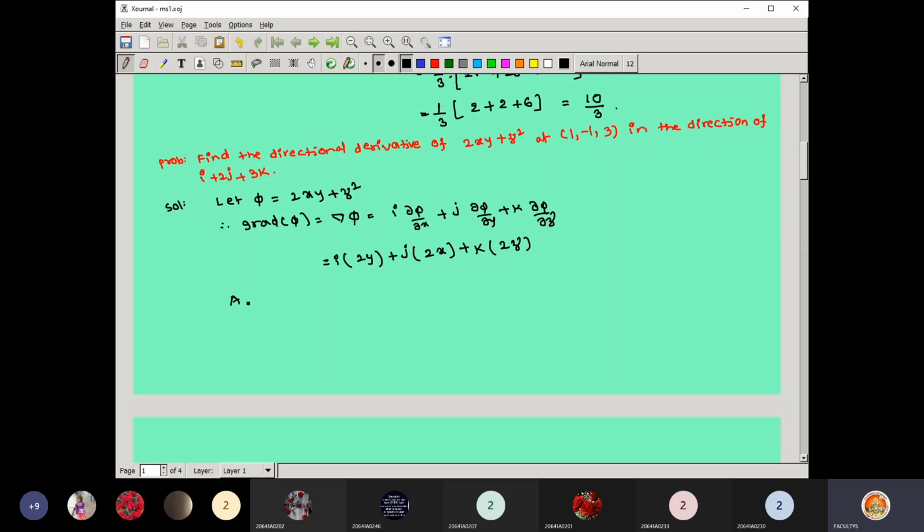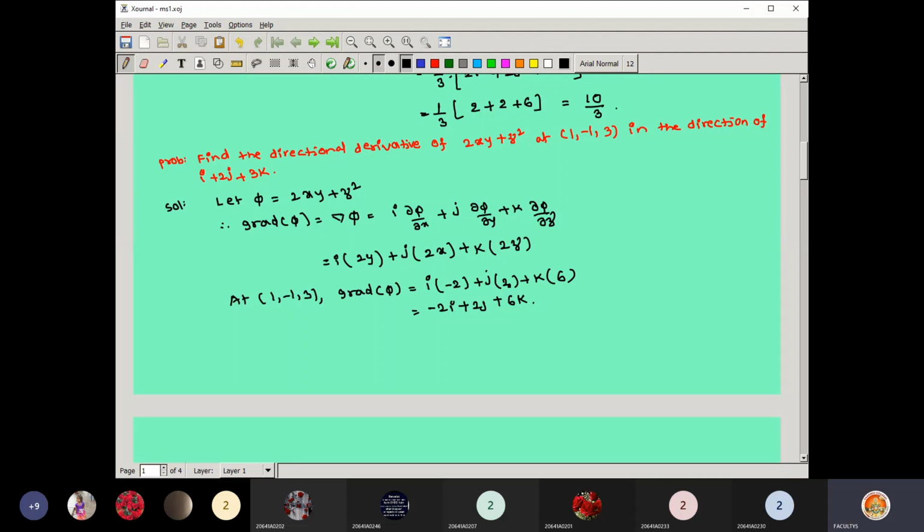The point is given as 1, -1, 3. You are calculating the gradient of phi at that point. So it is i, 2y means -2, plus j, 2x means 2 into 1 is 2, plus k, 2z, it is 6. So you are getting the answer -2i plus 2j plus 6k. So this is your gradient value.